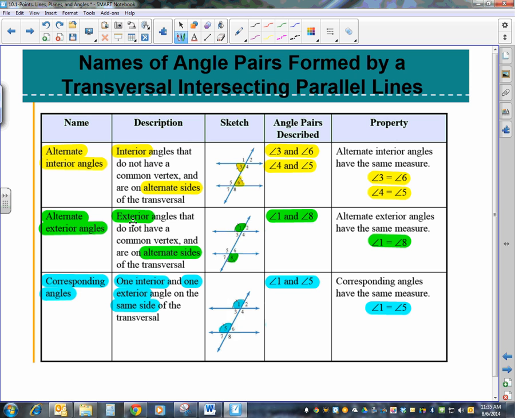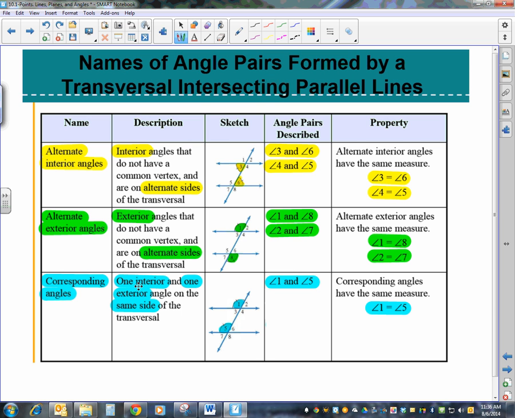Then we have alternate exterior angles. Exterior meaning outside the parallel lines. Alternate sides again being on different sides of that transversal, but outside your parallel lines. So we have 1 and 8, and hopefully you can see that we have 2 and 7. Again, they're always equal. So alternate exterior angles, angle 2 is equal to angle 7.